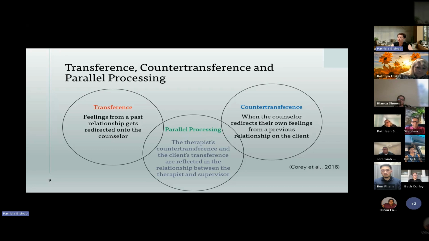So transference is the feelings from a past relationship that get redirected onto the counselor. So that goes from your client to the counselor. And then countertransference is when the counselor redirects their own feelings from a previous relationship onto the client. And then parallel processing is when the therapist's countertransference and the client's transference are reflected in the relationship between the therapist and the supervisor. And these are all phenomena. They're relatively well researched, and it's something for you to be aware of.